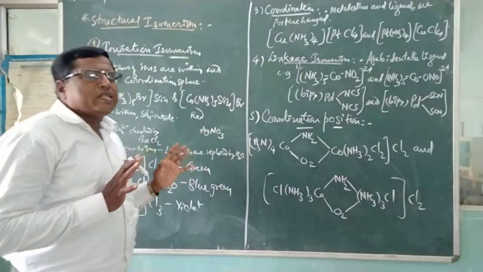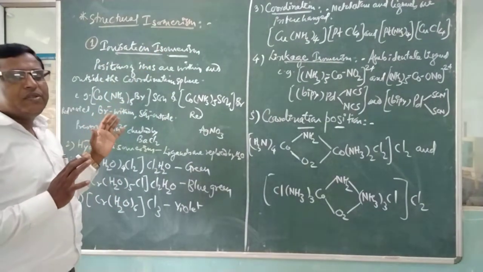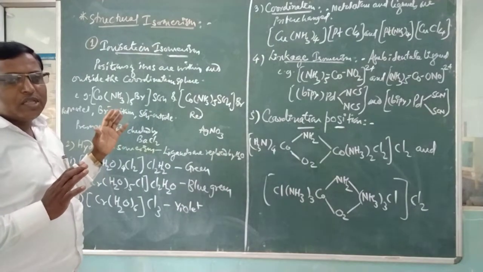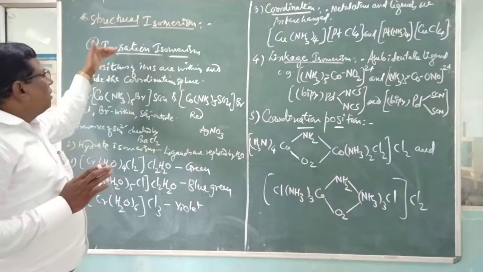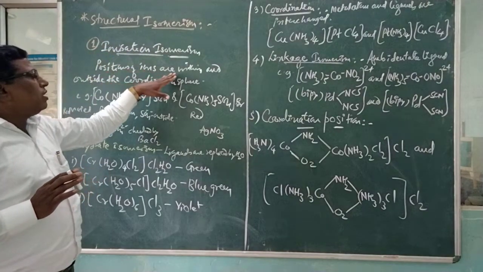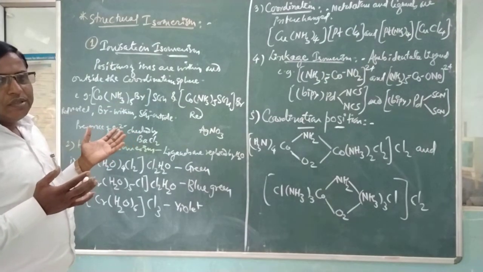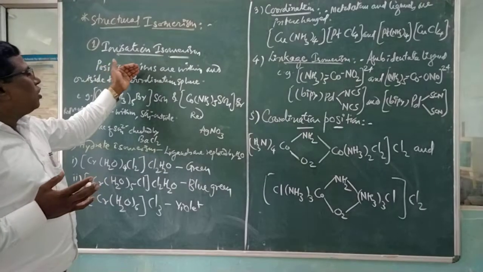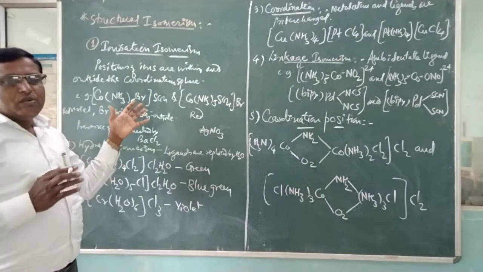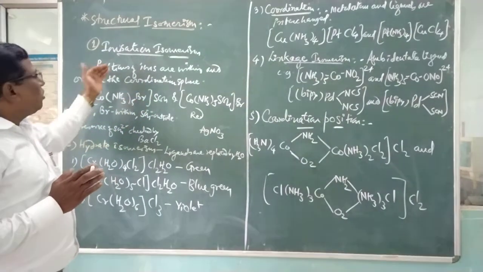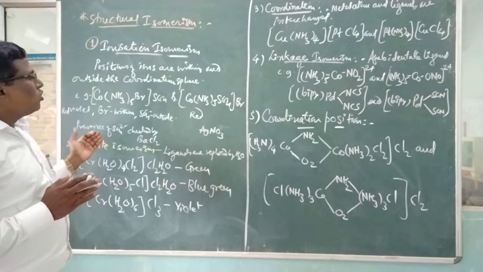Now when we take ionization isomerism, it can be defined as follows. These are the isomers in which the positions of the ions are within and outside the coordination sphere. The study of the position of ions within and outside the coordination sphere is considered. These isomers are called ionization isomers, and the phenomenon is called ionization isomerism.